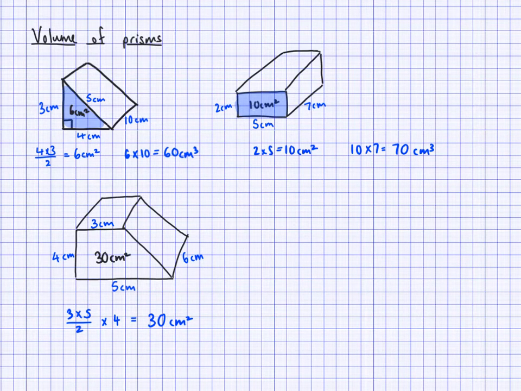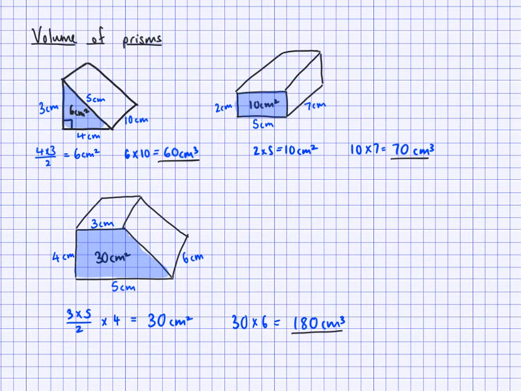I'll highlight it again. So this is the area that I've just found, all of this. When I know the area of the cross section, I multiply it by how long it is. So 30 times 6 is going to give me my volume, and that's going to be 180 centimeter cubed. So the volume of each of these shapes: the first one was 60 centimeter cubed, second one was 70 centimeter cubed, and the last one here is 180 centimeter cubed.